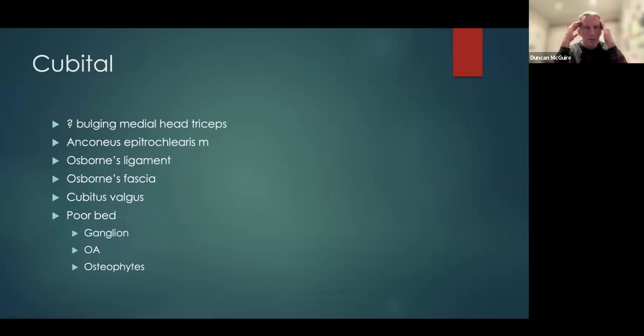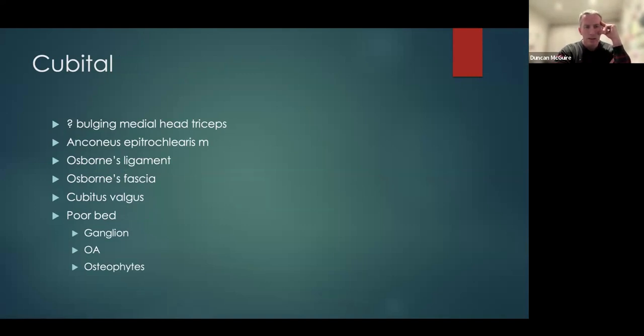So what are the causes of cubital tunnel? Occasionally a bulging medial head of triceps. Some people have an accessory anconeus, which is the anconeus epitrochlearis. You all know that anconeus is a muscle on the lateral side. Well, this is the sort of one on the medial side, which most people don't have, but some people have a remnant of it, which is called the anconeus epitrochlearis.